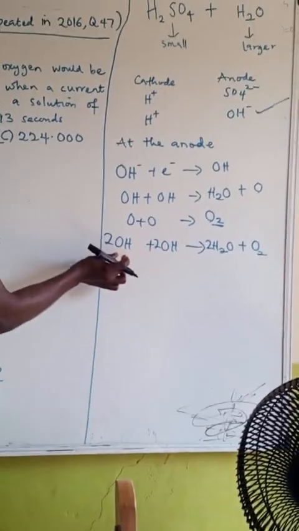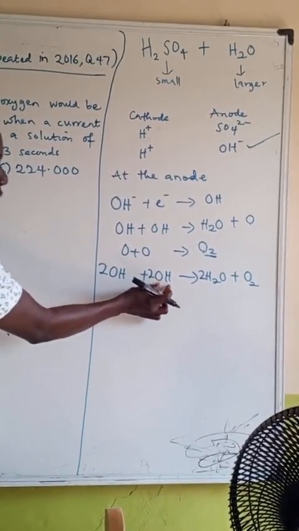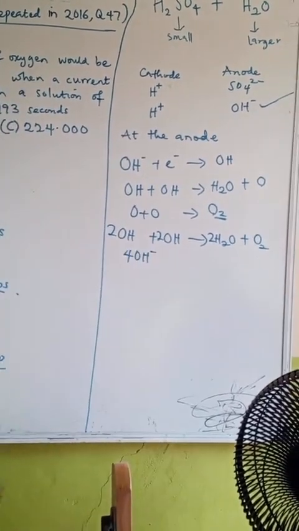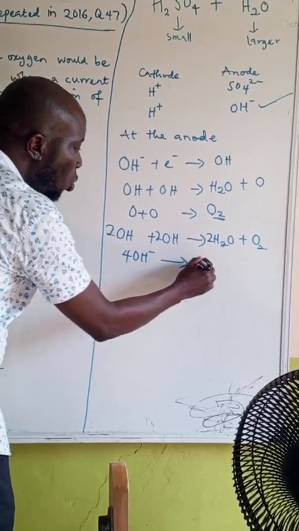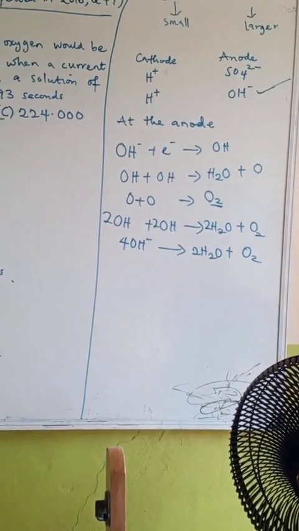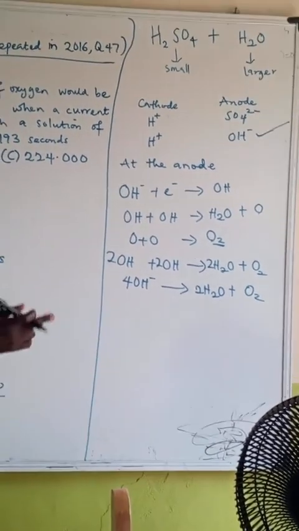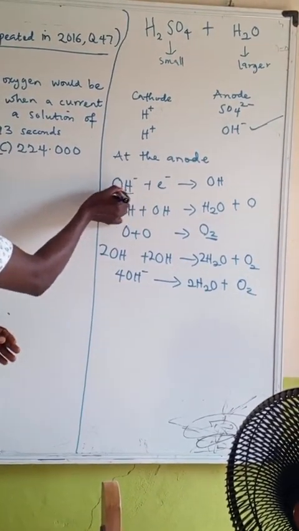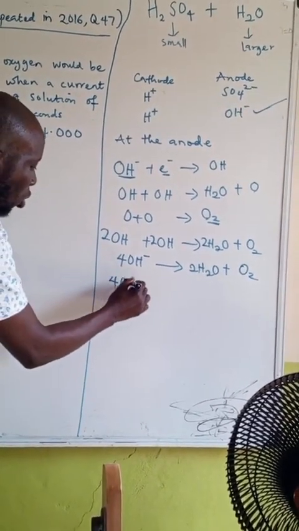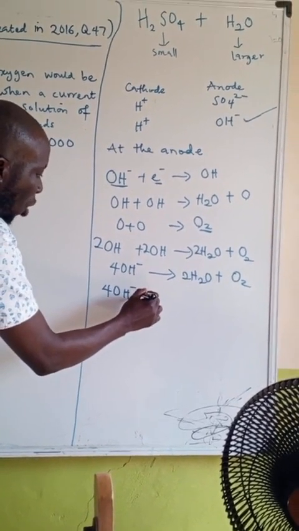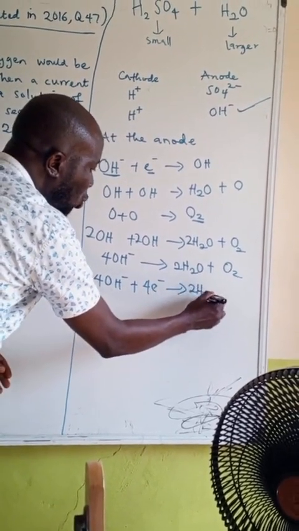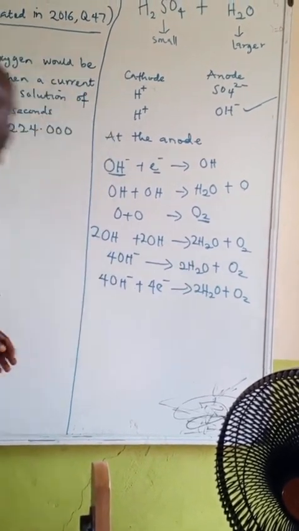So in that regard, 2 moles of hydroxide plus another 2 moles of hydroxide ion will give us 4 moles of hydroxide ion to give us 2H2O plus oxygen gas. Now look up. If 1 mole of hydroxide can give us 1 mole of electron, it means 4 moles of hydroxide will give us 4 moles of electron, and that will give us 2H2O plus oxygen gas.